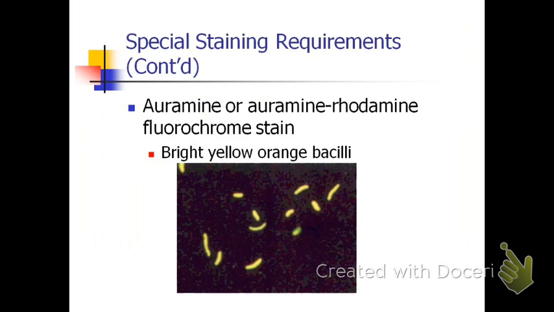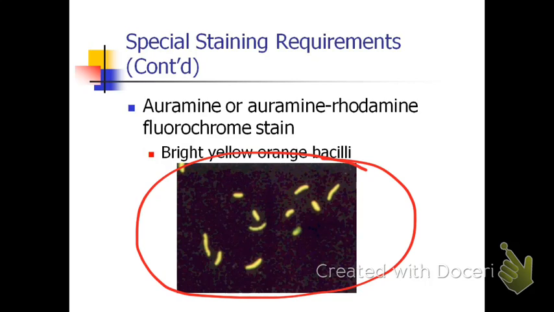Now, there is also a special stain for Mycobacterium. We call it the auramine, or the combination of the auramine-rhodamine fluorochrome stain, wherein the organisms would have bright yellow orange bacilli that will glow in the dark. So, if you are employing this type of stain, then it is advisable that you have a fluorescent microscope, because the organisms would be visualized under a UV lamp.